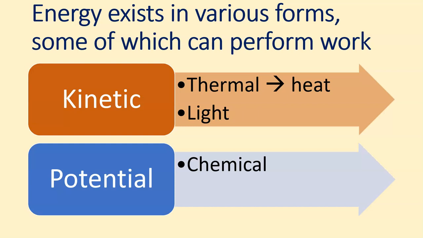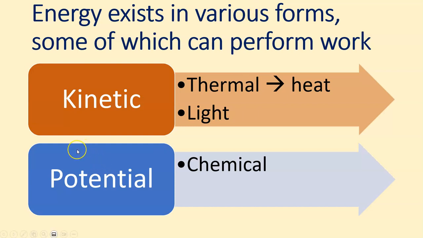Potential energy is energy that matter possesses because of its location or structure. And chemical energy is potential energy because of the bonds that are holding those molecules together. And when bonds break, there's energy that's released during that chemical reaction.